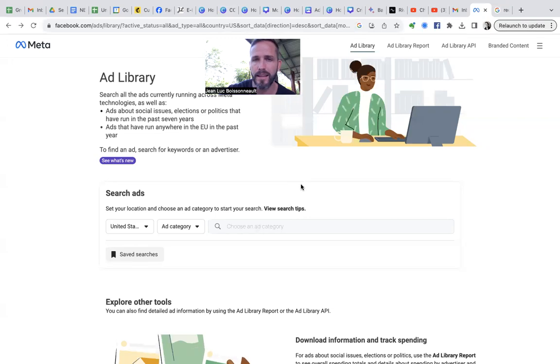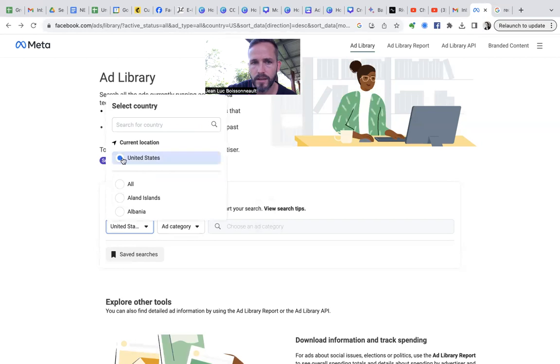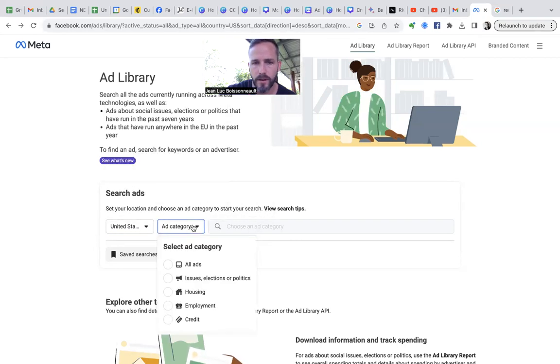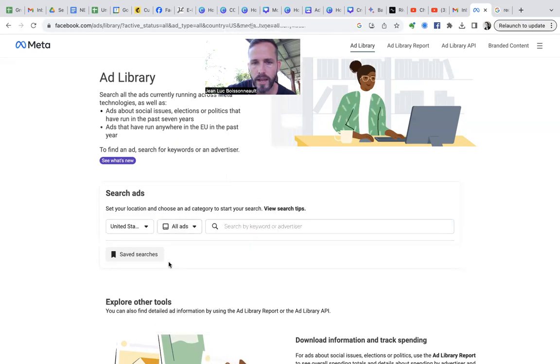Okay, the Facebook ad library is so important. It is an underrated tool. Not many people know about it. You got to go there. So what you do is you go to the Facebook ad library site and you're going to choose a country. You can put all countries, but we're just going to put the US because it's a big market. And we're going to go all ads.